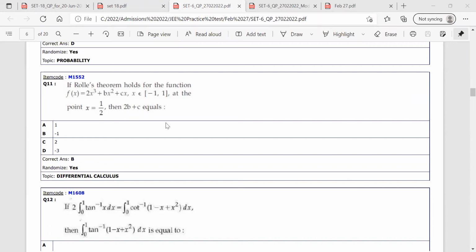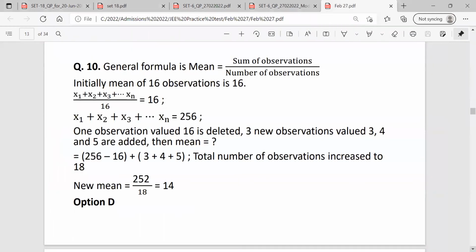Okay. So question number 11 is: if Rolle's theorem holds for the function f of x equals 2x cubed plus bx squared plus cx, such that x belongs to [-1, 1], and at the point x equals 1/2, we have to find out 2b plus c. I think you have an idea about Rolle's theorem and you have solved problems with this. So let's see how we can solve question number 11.